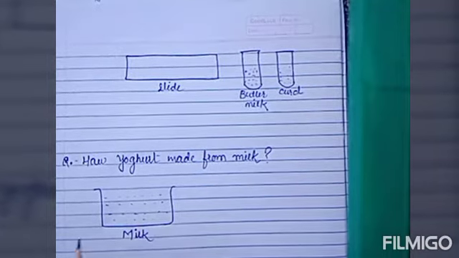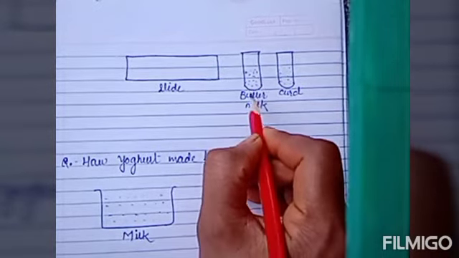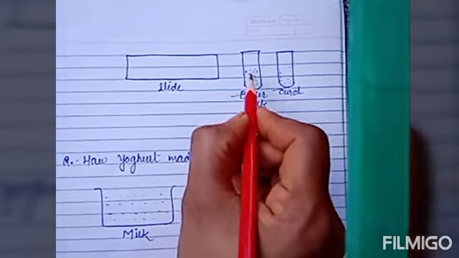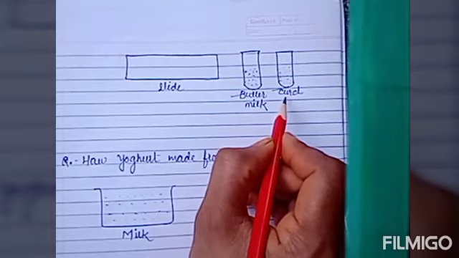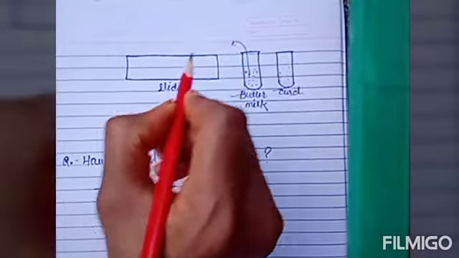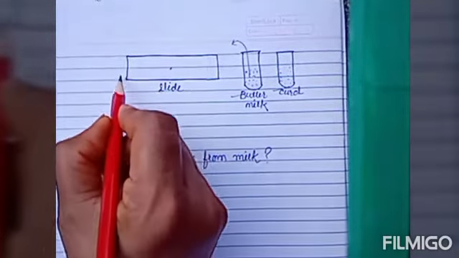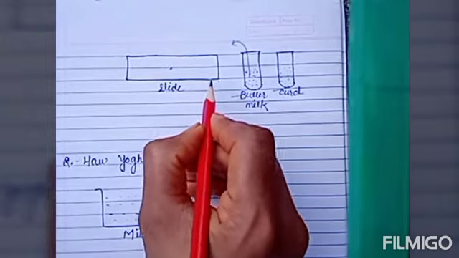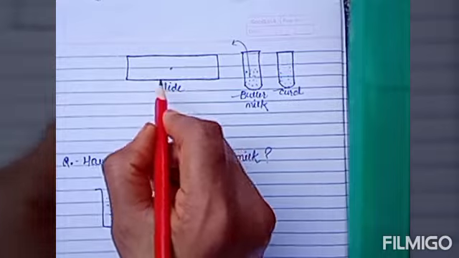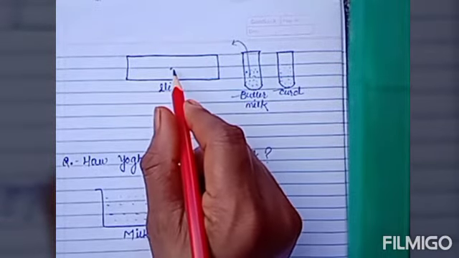Your first thing is that if two samples are provided to you, buttermilk and curd, what do you do here? Just take either buttermilk or you can use curd. Take a drop of buttermilk from this container and put the drop over a slide. It is a rectangular glass slide, normally available in the lab for practical purposes. Just take a drop of buttermilk on a slide.